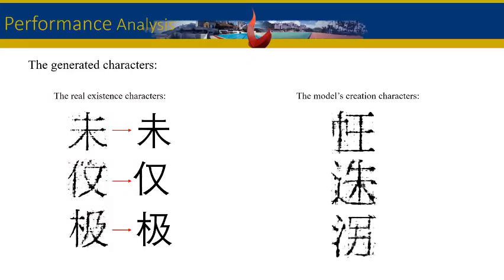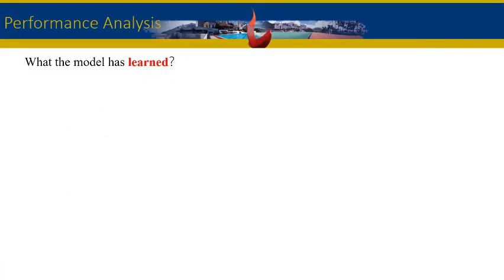The second class is the model-created characters, which is also the mission of our project. And there are three examples. You can check that these characters do not exist in any dictionary. So what has our model learned from the character dataset? We think there are at least 4 points.